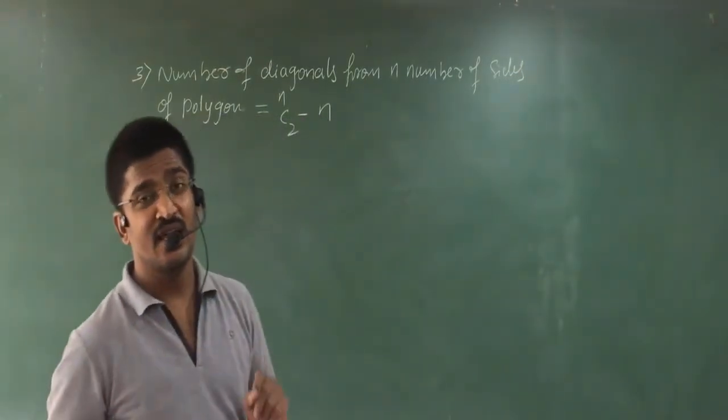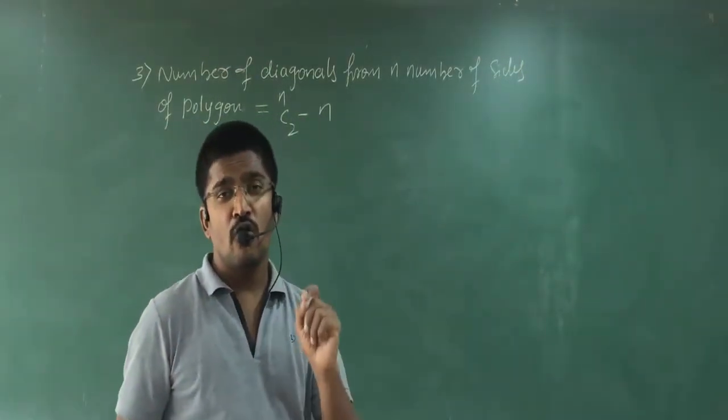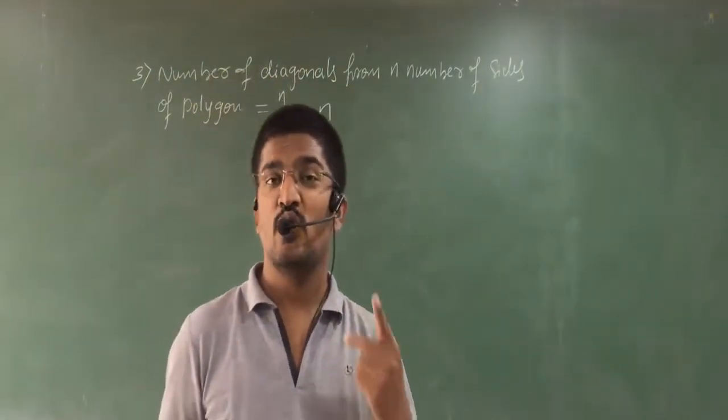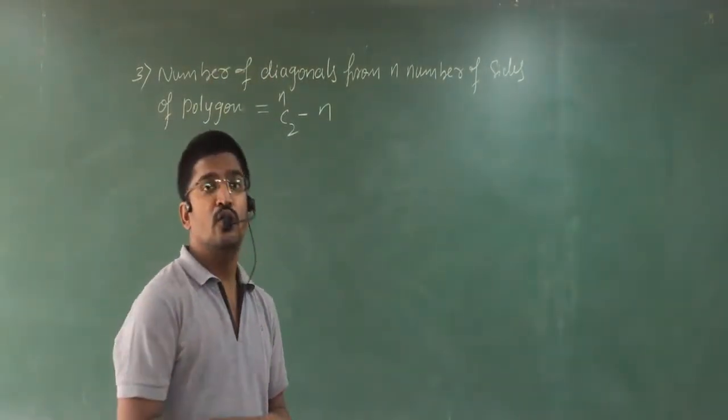Let us see. Please remember, to draw one diagonal you need 2 vertices. For one diagonal you need 2 vertices.